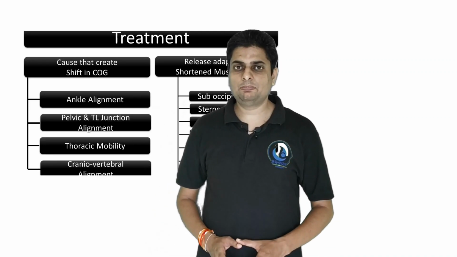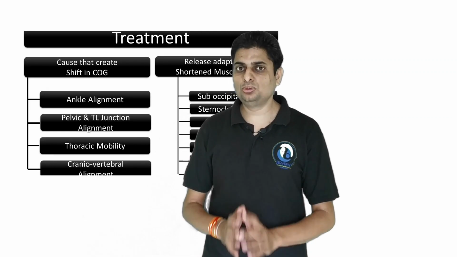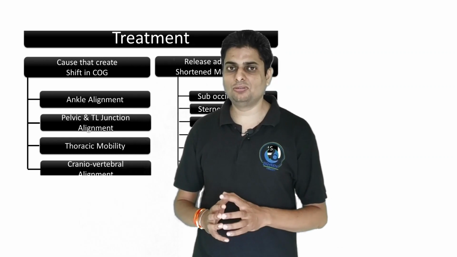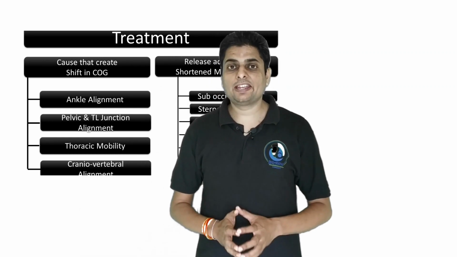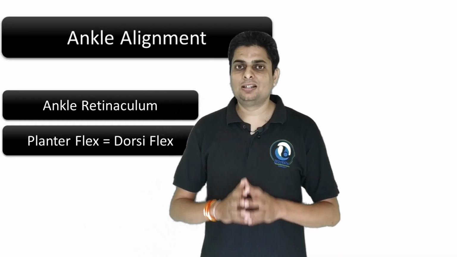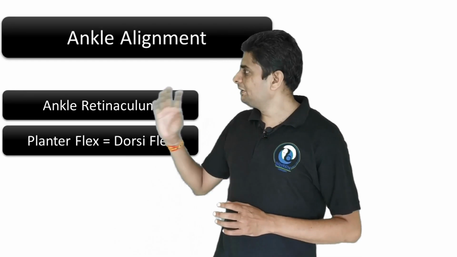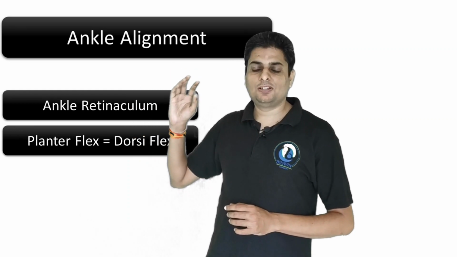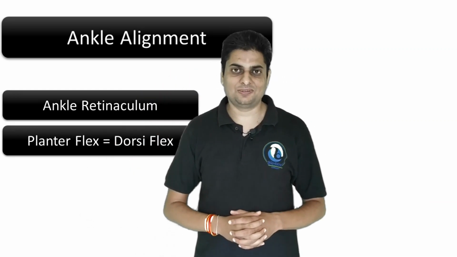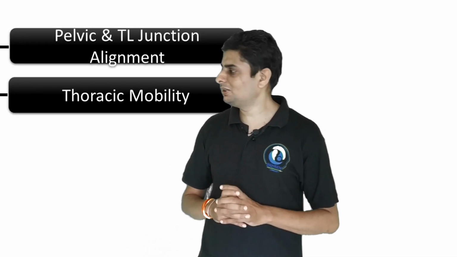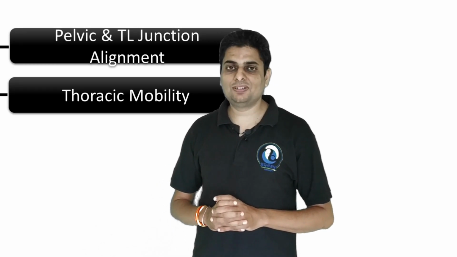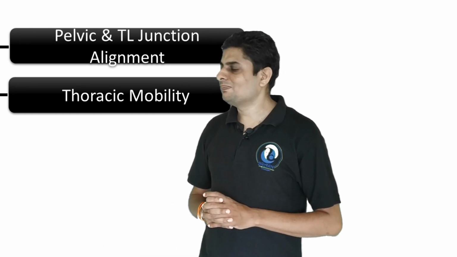So friends, for the sake of understanding, we divide the treatment part of forward head posture into two sections, and in this particular video we discussed the ankle alignment via treating the ankle retinacula and balancing between plantar flexors versus dorsiflexors. This was the first video of the treatment part of the forward head series. In the next one we will discuss the pelvic and thoracolumbar junction alignment as well as thoracic mobility.